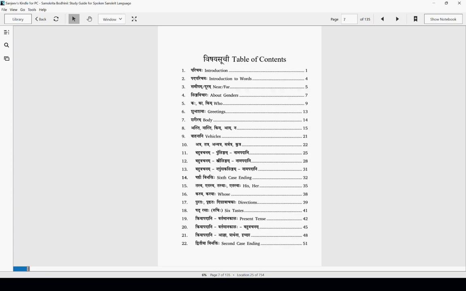Near, far, genders, and some of the words for questions. Greetings and the body parts, that is one page, you can just look at that. And then asti, nasti, some sentences, some other directional words. Then vachana, linga related words. And then the vibhaktis or the declension, sentences using different declensions, which are going to follow. And then the verbs.